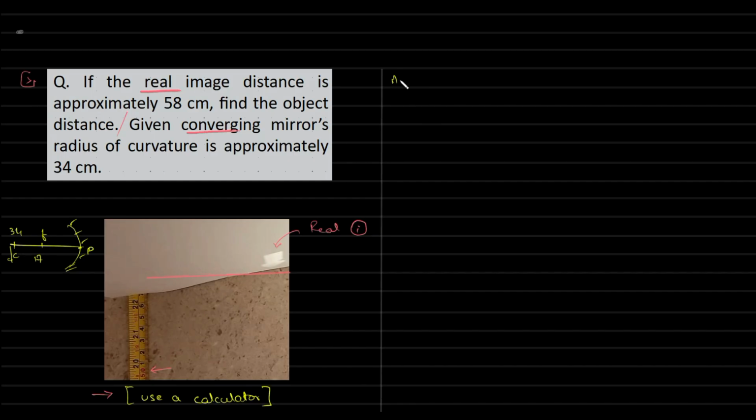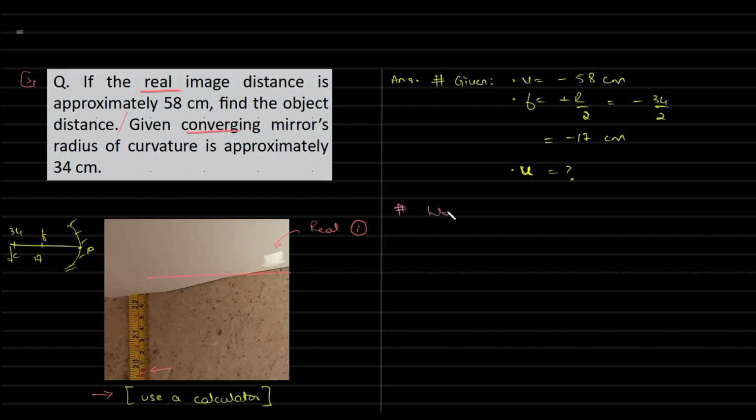Now you have, given, what is given guys? V, which is minus 58 centimeter approximately. Remember, F is minus R by 2. So this is minus 34 by 2. Remember why minus? Because center of curvature and focus are on the left. So we are taking it to be minus 17 centimeter. So what is it that we have to find? We have to find V, sorry, U. And we know the working, the formula and everything.